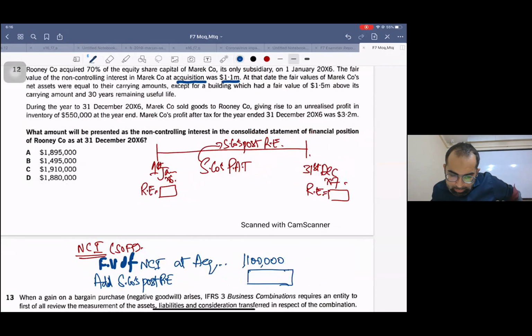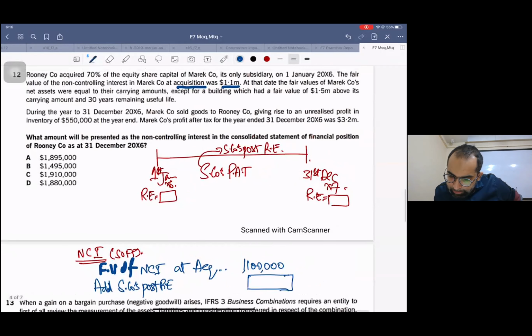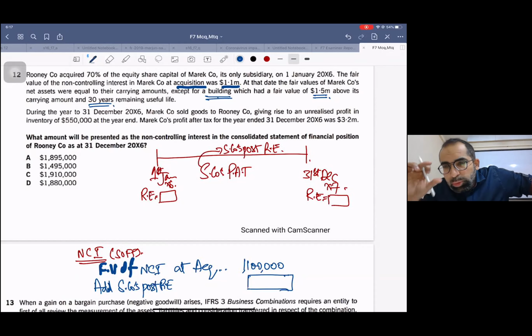Now, first of all, they are saying there is some fair value adjustment at the acquisition date. The fair values of Marek company, Marek is your subsidiary, net assets were equal to their carrying value except for this building, which had a fair value of 1.5 million above its carrying amount, and 30 years is the useful life. All questions are not simple, all questions are not like in your study text or exam kit. There may be different questions. So this is an upward fair value adjustment, and for an upward fair value adjustment there should be some excess depreciation.